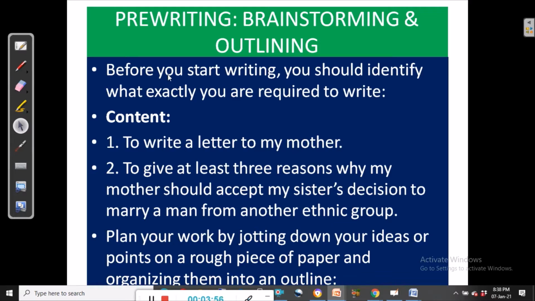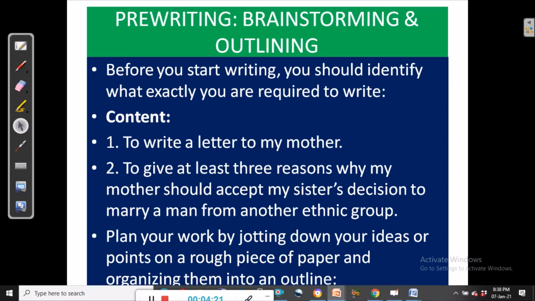If you want to build a house, you first come up with a building plan so that you will build a good house. If you want to write a good letter, then you will come out with a writing plan, and then you will write a good letter. Now, before you start writing, you should identify what exactly you are required to write, and that is the content.